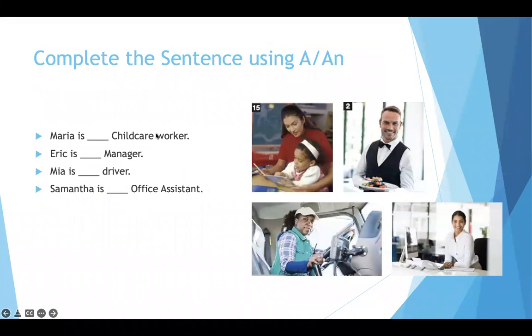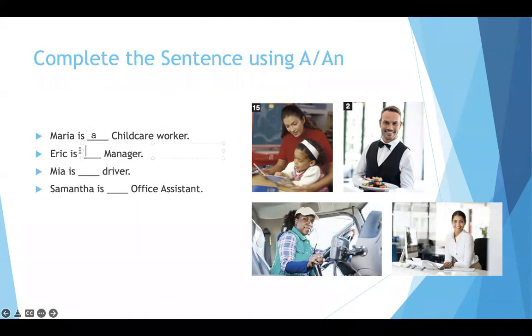All right, now we have 4 more sentences to practice. So we're going to write a or an on the line. Maria is childcare worker. Will we say a or an? Here we would say a. Maria is a childcare worker because childcare worker starts with a consonant. C is a consonant. So we would say a.